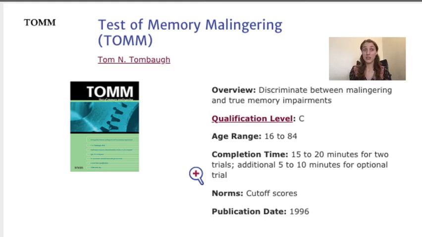So naturally, this seems pretty difficult to measure, right? This isn't something you'd want to take and self-score, especially because we're dealing with malingering, right? Or issues with the accuracy of memory. So this would be a qualification level C. We need a doctorate or a professional licensed person to interpret the results of this test.